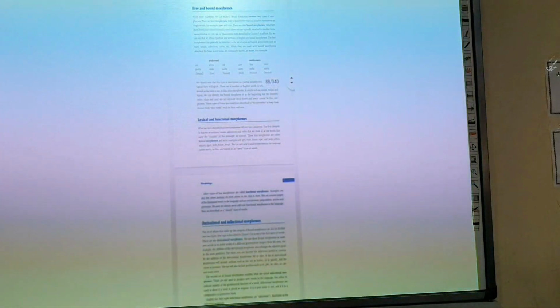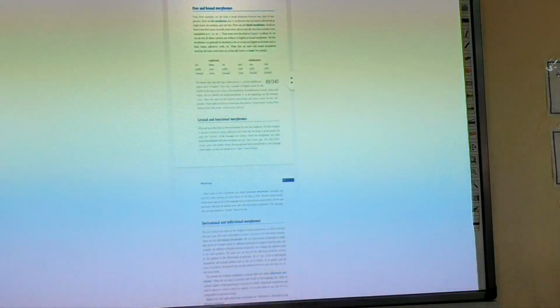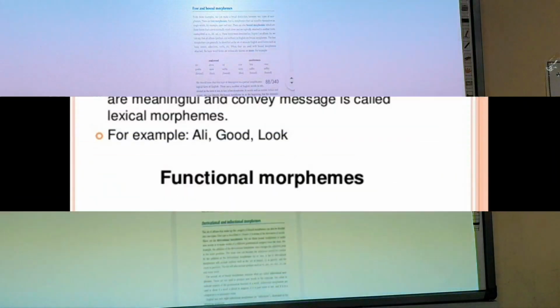But other types of morphemes are called functional morphemes. Like what? Examples are and, but, when, because, on, near, above, and etc. This is called what? It's called a functional morpheme, and we call it a closed class. Why is it a closed class? Because we know these functional morphemes in English, we cannot add more to our language. We have the are, we have the is.